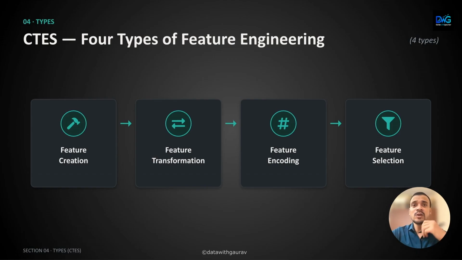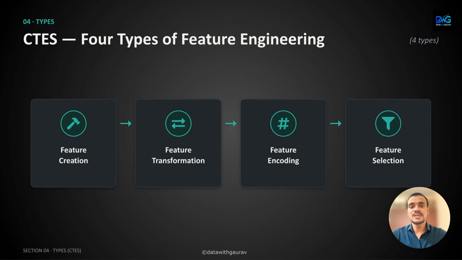An easy way to remember this is with the acronym CTES. The first is feature creation, where we generate entirely new features from the existing data using domain knowledge or mathematical relationships. Next is feature transformation, where we modify existing features to make them more suitable for machine learning. This could involve scaling, normalization, or applying mathematical transformations.